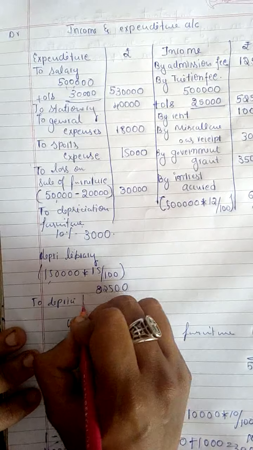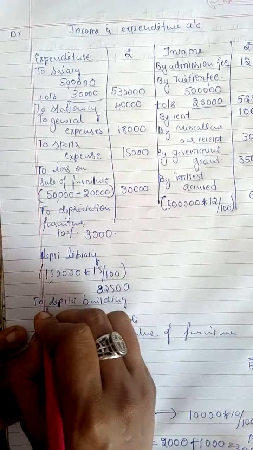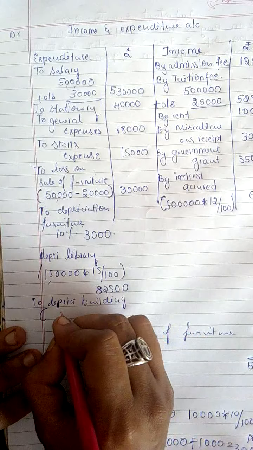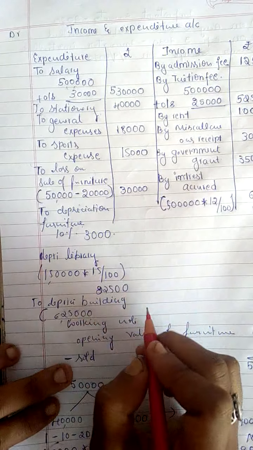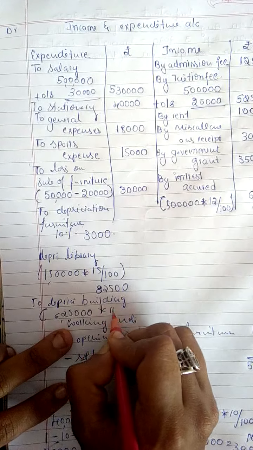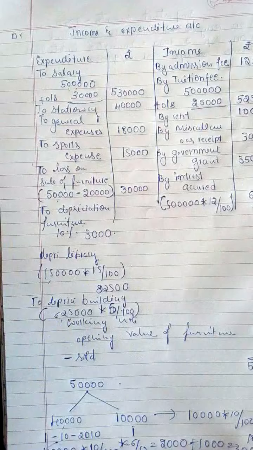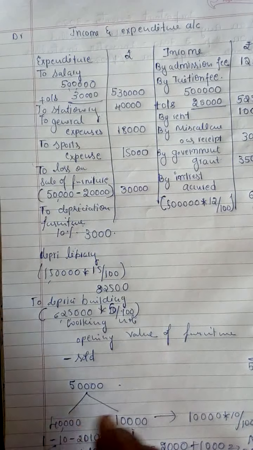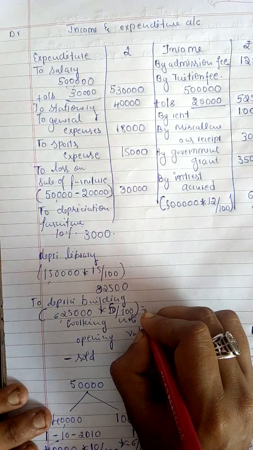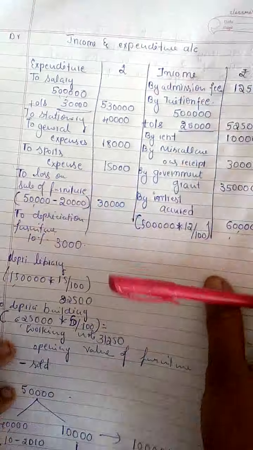Then depreciation on building. Okay, what is the percentage? 5%. So building value is 6,25,000. 6,25,000 into 5 by 100. Value is now 31,250.